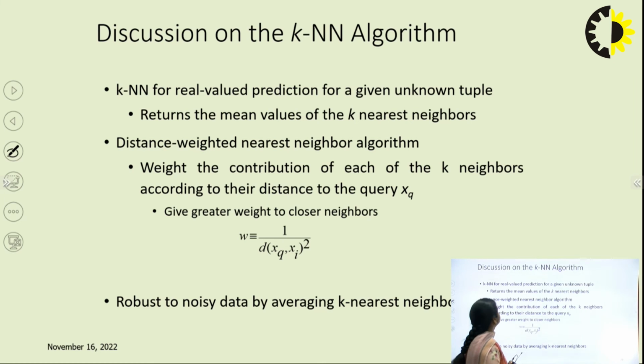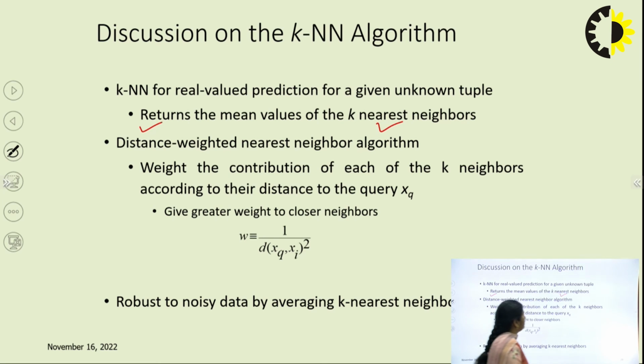Now, a few points about KNN. When KNN is used for real valued prediction of an unknown tuple, it returns the mean value of the k nearest neighbors. In case of discrete valued prediction, it returns the most common value class. In real valued, it takes all the neighbors and returns the mean value of the neighbors. Now, there is one more concept related to this that we can apply.